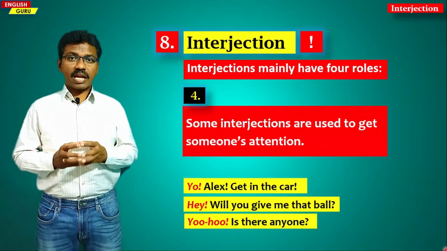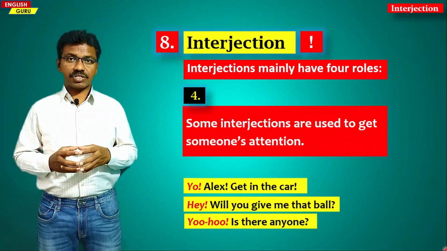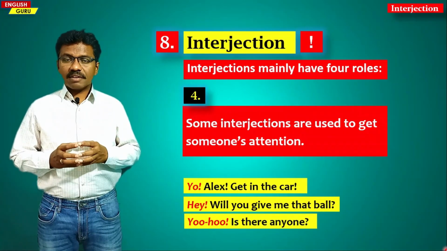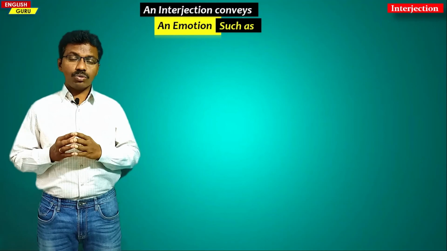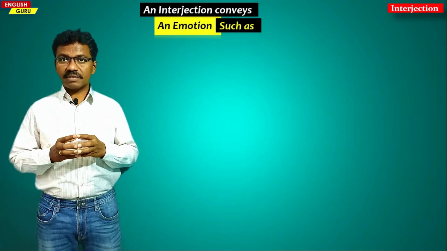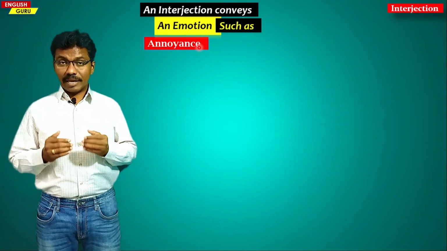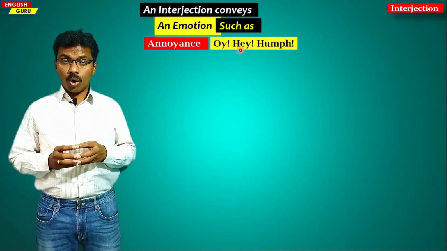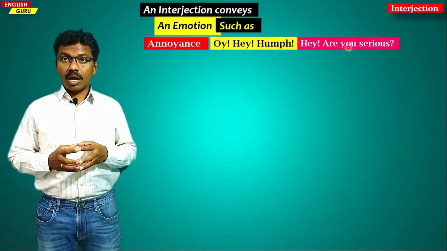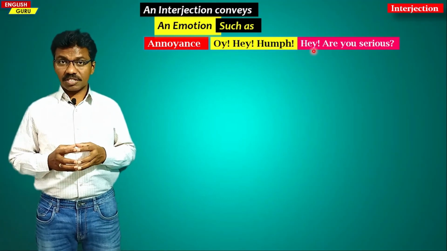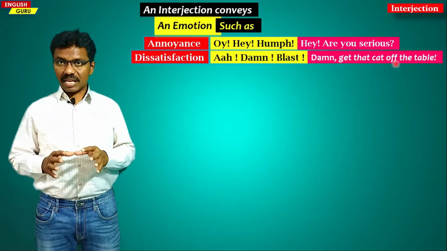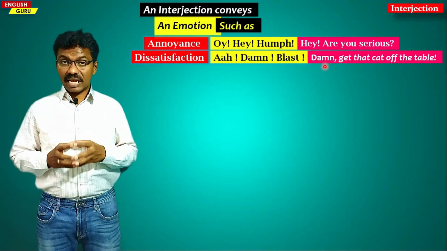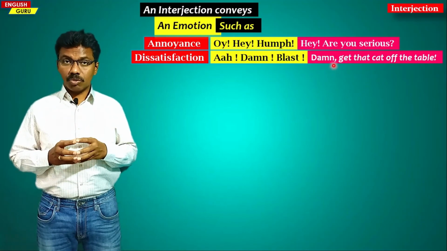So interjections have these many roles in the English language. There are many emotions we carry every day and we express them in many ways. Let us see some emotions, how they are used, and what kind of sounds are used to carry those emotions in sentences. For example, annoyance. The interjections are hey, oi. "Hey, are you serious?" Hey is used as an interjection of annoyance. And the next one is dissatisfaction. Damn, blast. "Damn, get that cat off the table." Damn here is denoting the emotion dissatisfaction.